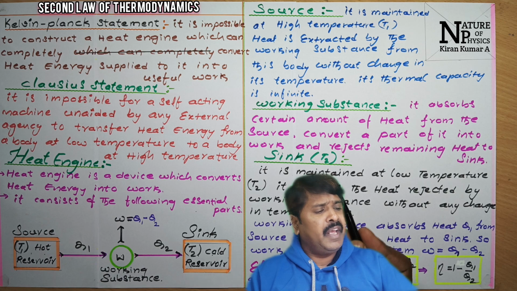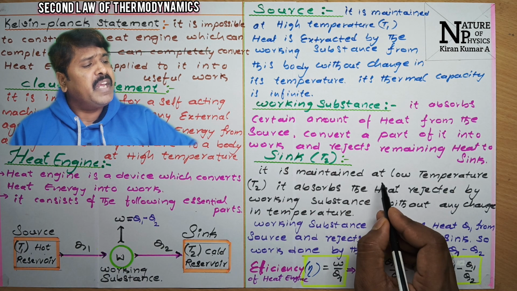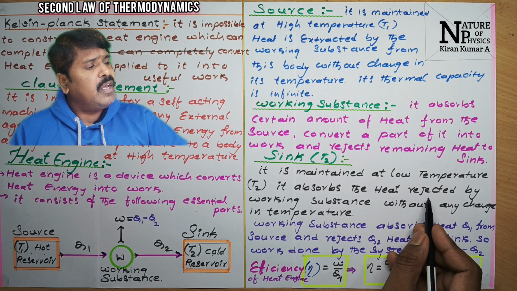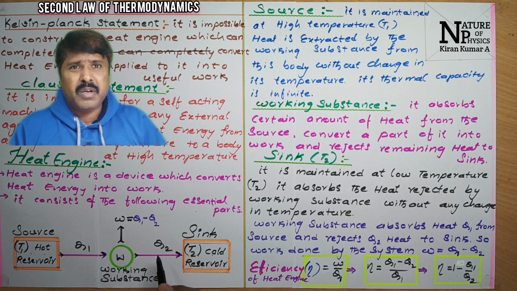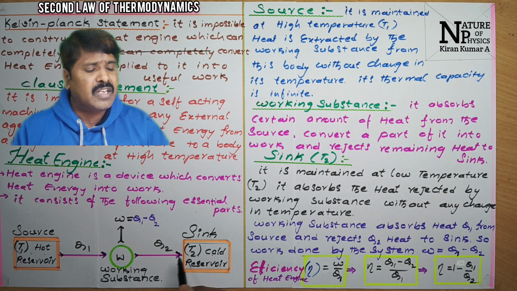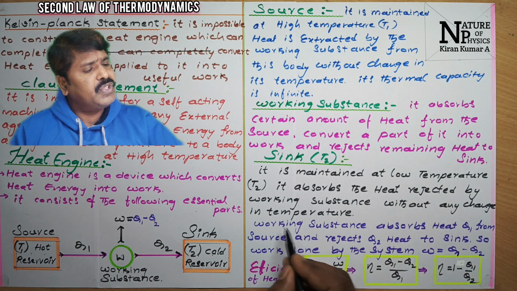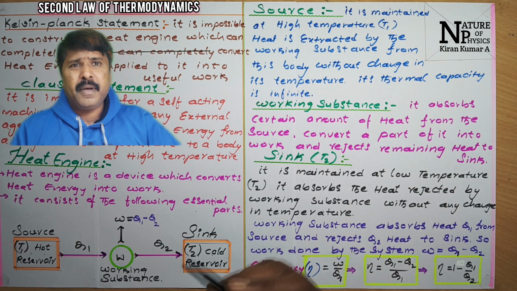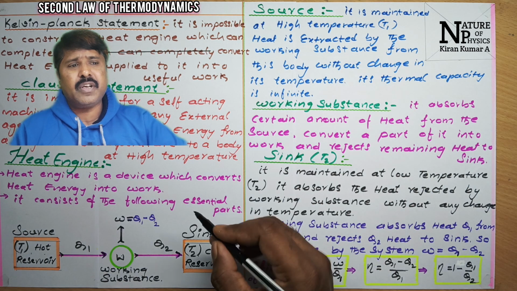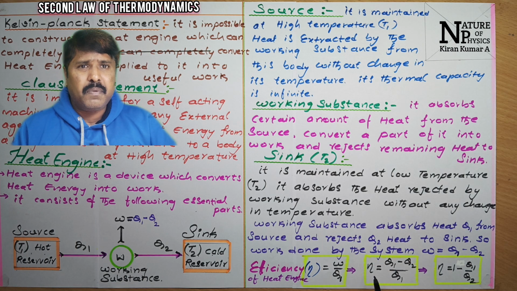Okay, and next, the sink, already discussed slowly. Again I will read once. It is maintained at low temperature, that is T2. It absorbs the heat ejected by the working substance. Whatever amount of heat is ejected by the working substance is absorbed by the sink. That amount of heat is taken as Q2, student, without any change in temperature. Temperature always remains constant because the thermal capacity of the source is infinity and the thermal capacity of the sink is also infinity, student.